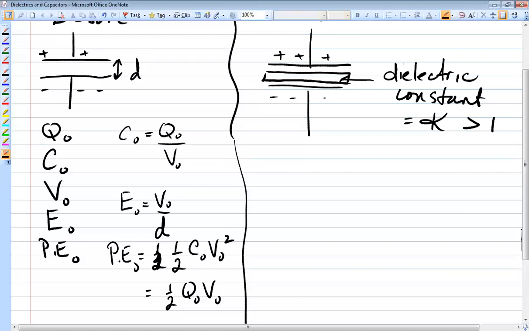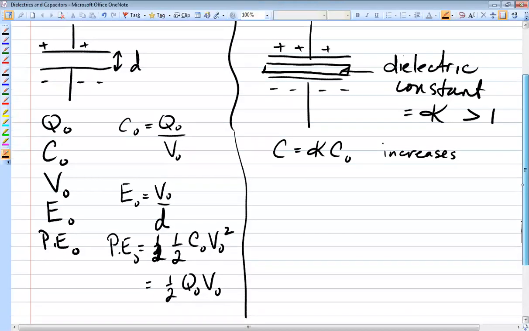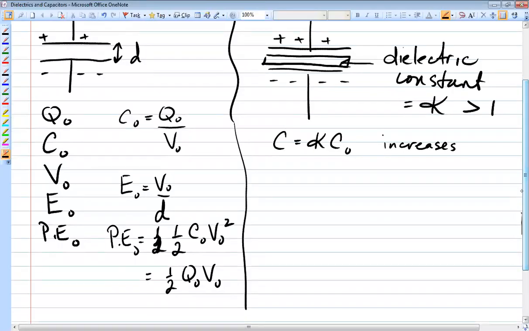Now they'll still be charged here. So what happens to all these quantities? Well, right off the bat, by definition, the capacitance of this capacitor goes up by a factor kappa. So now all these quantities without the 0 are going to be the final values. So the final capacitance increases. And that's because the electric field decreases because of the polarization of the molecules in that dielectric. They tend to oppose E0, the original electric field, therefore decreasing the electric field, which then decreases voltage.